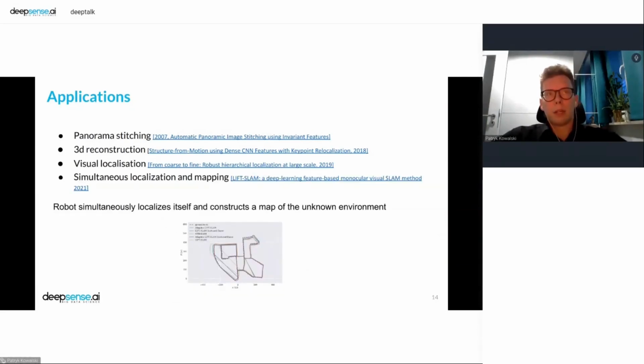And there is SLAM, simultaneous localization and mapping, used in robotics, where a robot simultaneously localizes itself and constructs a map of the unknown environment. In the image here, you can see examples of trajectories estimated by robots, like a video recording of what a robot can see, using different algorithms.